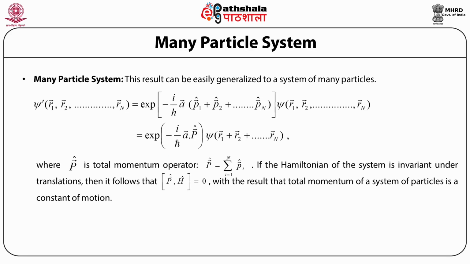Many particle system. Now, up till now, we were continuing this discussion of translational invariance and the corresponding conservation of a physical observable for a single particle system. Now, let us generalize this result to a system of many particles. So, instead of having a wave function for a single particle, we will now have to write the wave function for n particles. So, the wave function for n particles is given by psi prime as a function of position vector r1, position vector r2 and so on, and position vector rn, where the position vectors r1, r2 and so on, rn are the position vectors of the first, second and so on and the nth particle respectively.